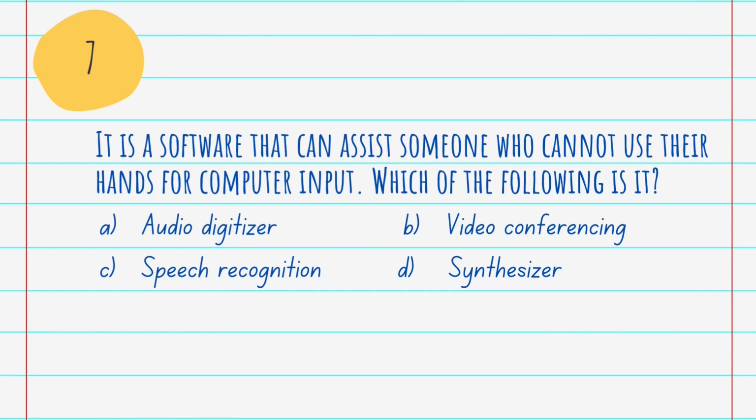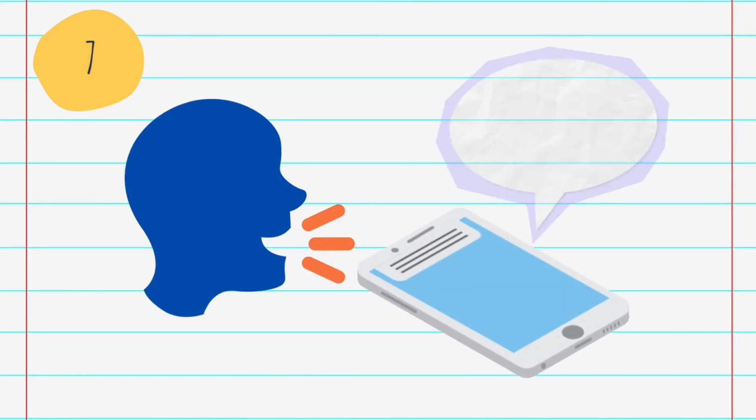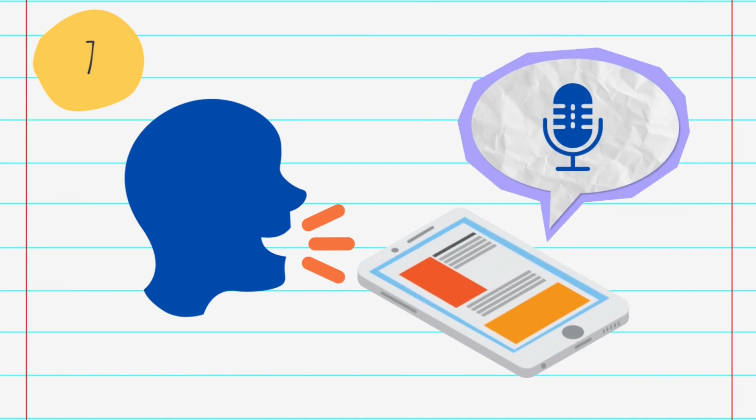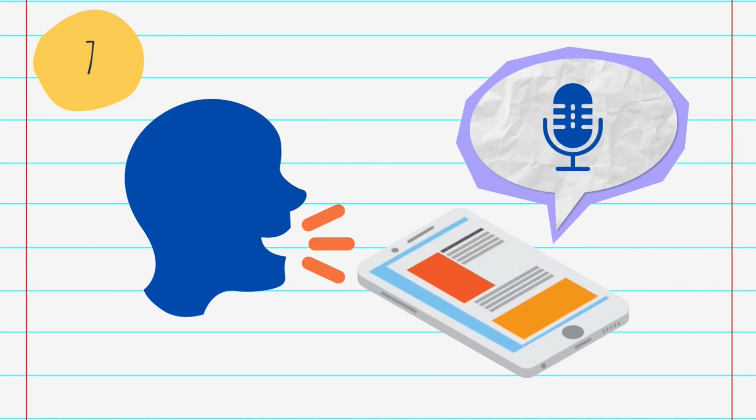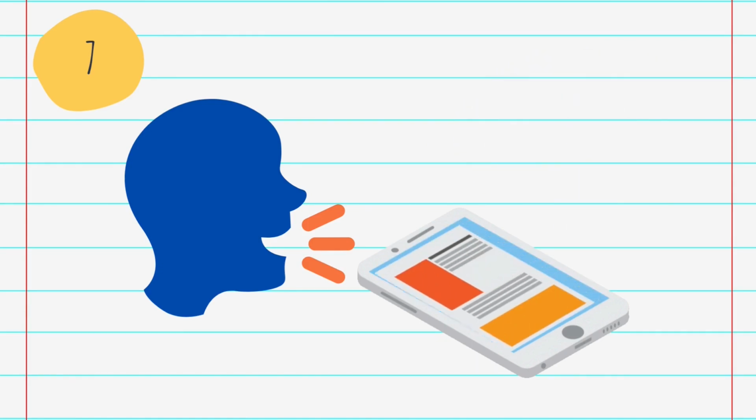Question number 7. It is a software that can assist someone who cannot use their hands for computer input. Which of the following is it? A, audio digital, B, video conferencing, C, speech recognition, D, synthesizer. And the answer is speech recognition. Speech recognition or speech to text is the ability of a machine or program to identify words spoken aloud and convert them into readable text. The computer saves this information and the user can use this to access the computer to perform the intended task.